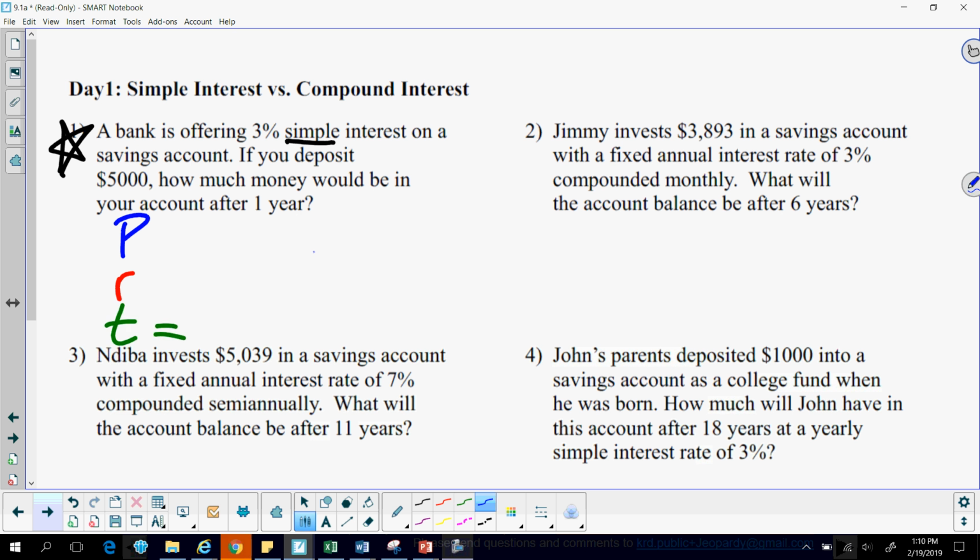Who can tell me what my principal is for this problem? 5,000, perfect. What about my rate? 3%, but how do I write that as a rate? 0.03.